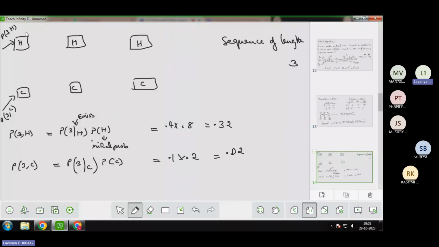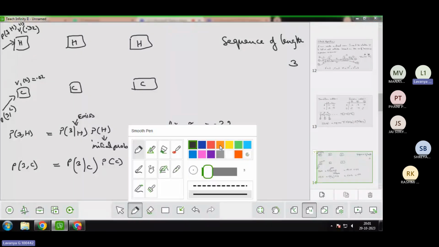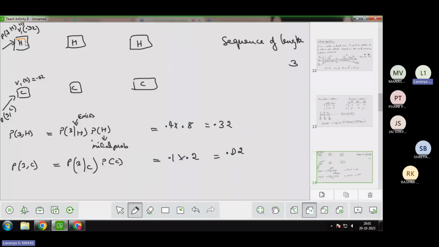So now this is nothing but the Viterbi first phase value. Here it is 0.32, and here it is the Viterbi first phase for cold. So I represent it as V1 of 2, which is 0.02. So it is V1 of 1 and V1 of 2. Now of this, you have to select the maximum. So the maximum selection is 0.32. So we will be selecting this H as the 2.